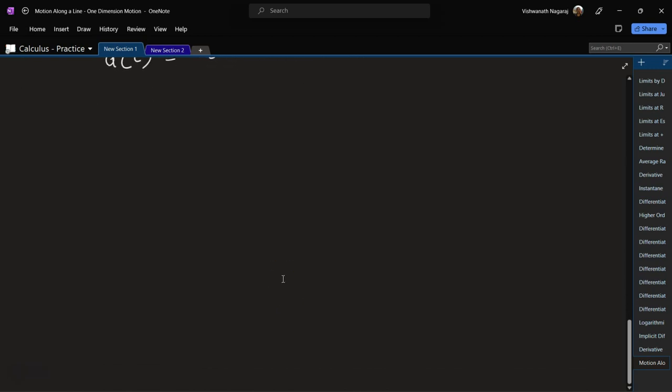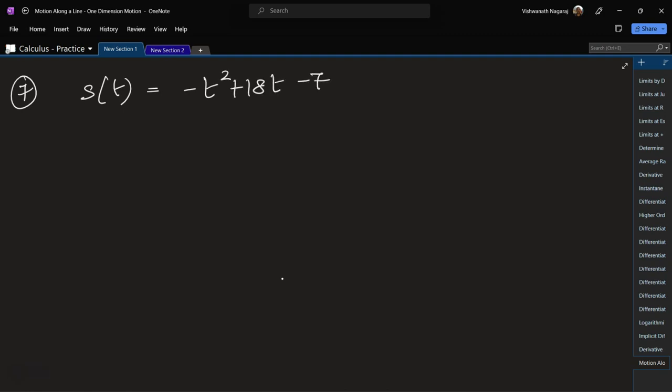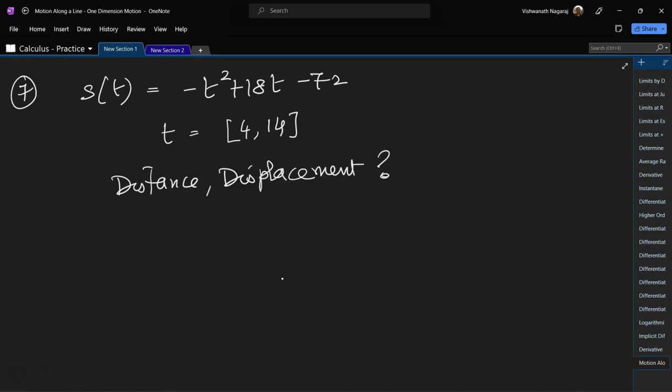Pretty straightforward, just pure differentiation. Now let's see whether we can look at slightly more complicated questions. Now let's say s of t is given as minus t square plus 18t minus 72. Now remember, the t we are interested in is in the interval 4 to 14. What we have to figure out is the distance and the displacement in this interval.